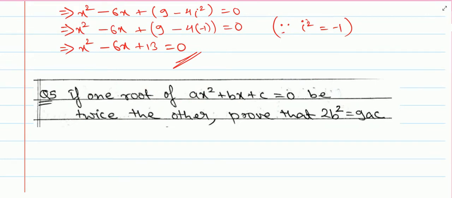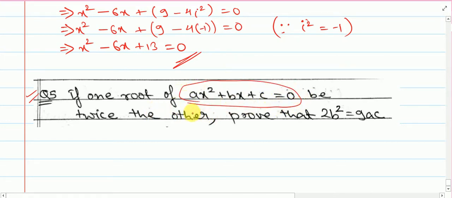Okay, now let us see the next question. Question number 5. Here it says, if one root of ax square plus bx plus c is equal to 0 be twice the other. So this is the quadratic equation. And here it's saying that one root of this quadratic equation is twice the other. Prove that 2b square is equal to 9ac. Clear? So let us see the solution.